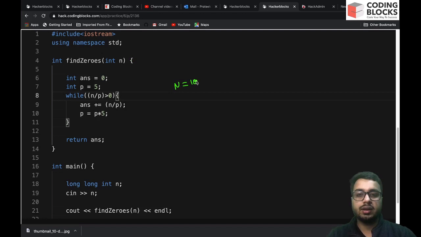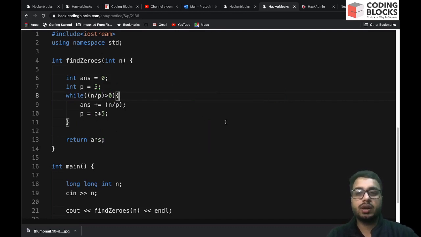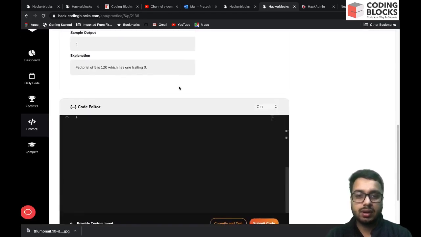Let's say n is 100, okay, so we will do n, 100 divided by p, initially 5, so 100 by p, and this is added to our answer. Then for the next time I say p is p into 5, so this is 100 divided by 5 square, so we add 4 to our answer. Next time this is 100 divided by 5 cube, so this is clearly 0, and we will come out of the loop and we will return the answer. So this will return the answer 24. Okay, so this is what we are trying to do, and that's it. So let's submit the code and see.